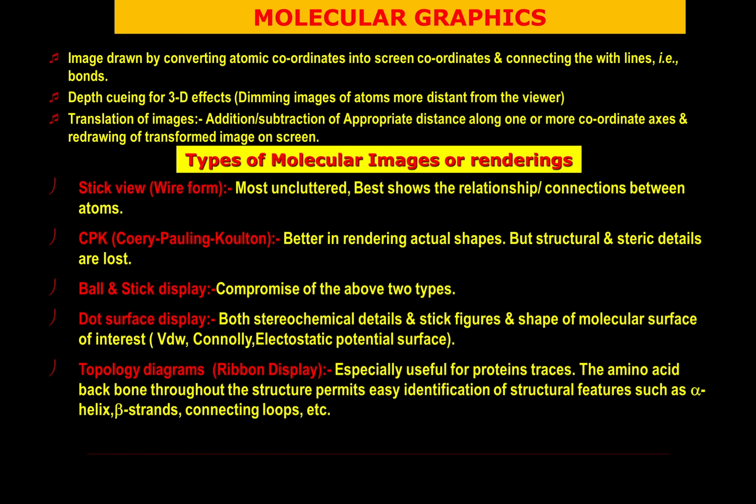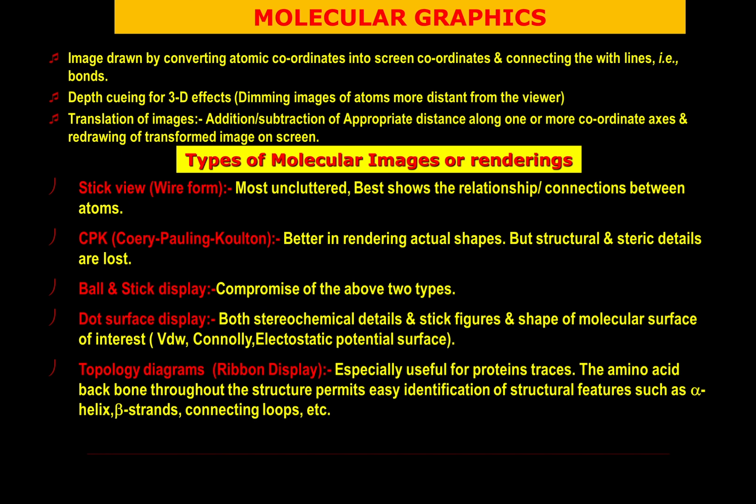This can be stick or wire form, the most uncluttered, which basically tells you which atom is connected to what. So they really give you the molecular connectivity. There is CPK, Corey, Pauling, Koltun, or spacefill models. They give you the size and shape for interaction and fitting, but structural and steric details are basically lost, though you get a rough idea of the size and actual shape.